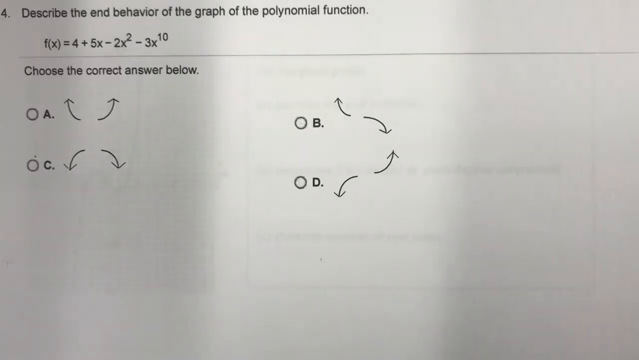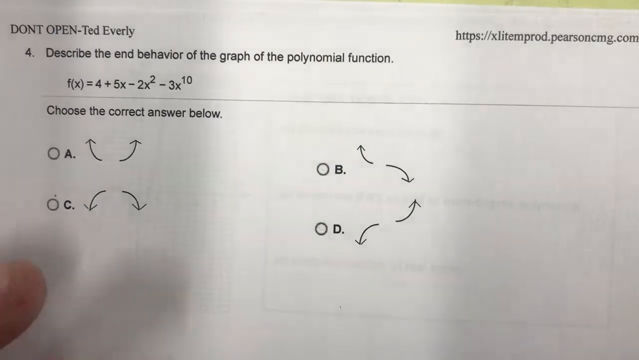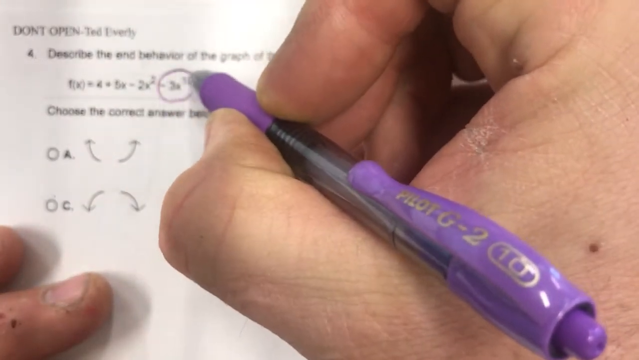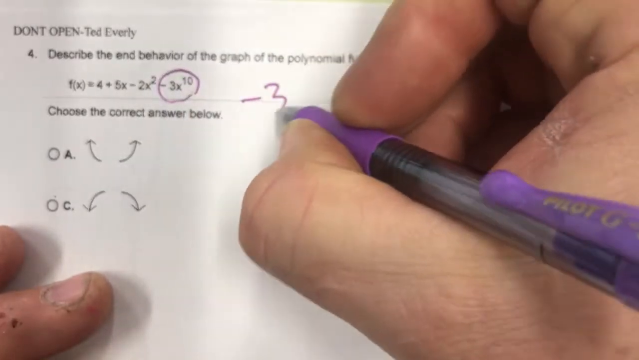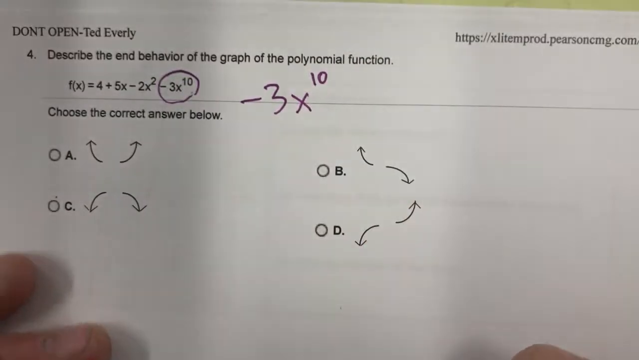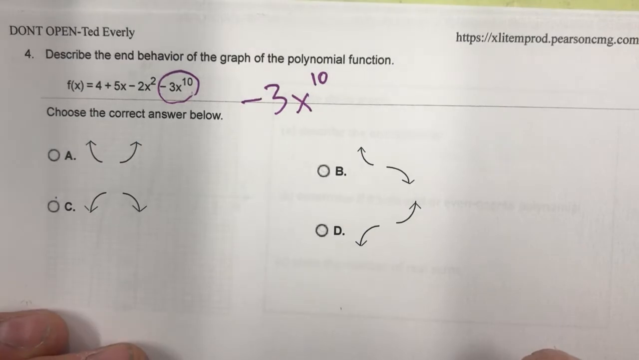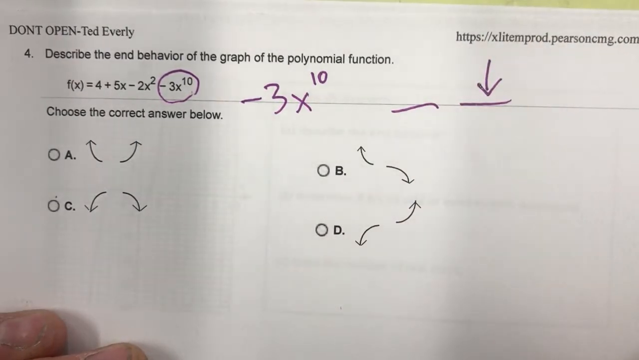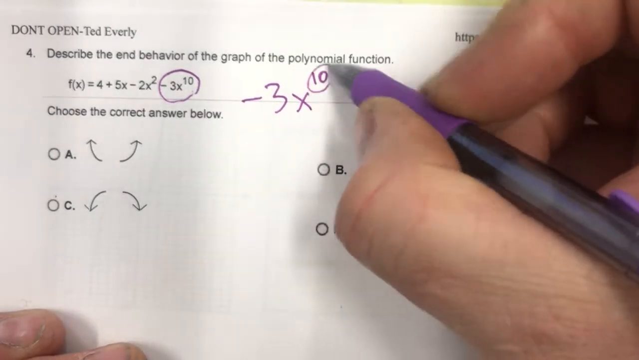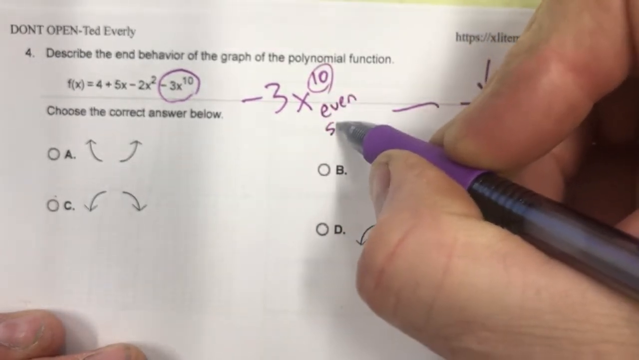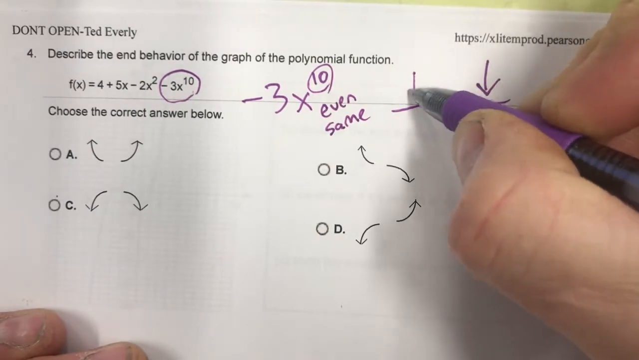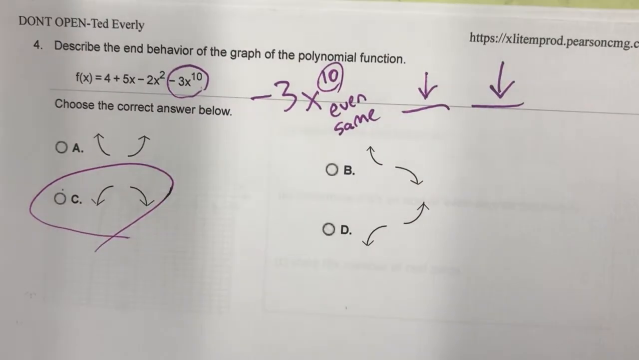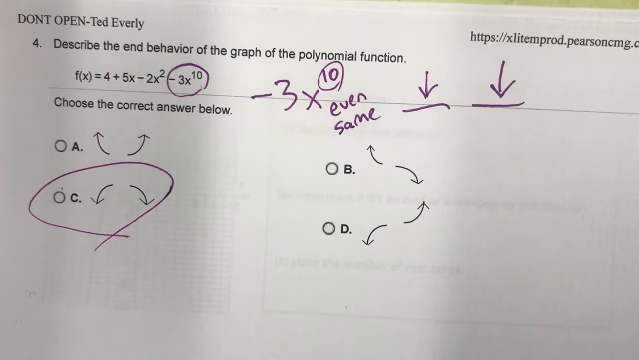And then the fourth one of these, there's 4 of these like this. Now these are not in order here, but here's my lead term right here. See the sign in front's negative? Negative 3x to the 10th power. Well, it's negative, so that means the right side is down. Then you look at your power, it's even, which means they do the same. So the left one is down also. So we're looking at C here as my answer. That's how you do end behavior.